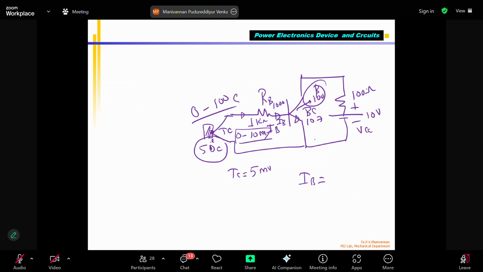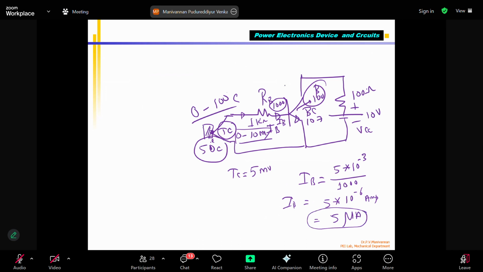What is IB? We know that the input voltage, the TC voltage, is 5 millivolts, that is 5 into 10 power minus 3. That thermocouple output is given as input, nothing but VB, correct? Divided by RB, which is 1000. You can see that this is 1000. So I can say that IB equals 5 into 10 power minus 6 amps. So this is 5 microamps. Please note that the current is very, very small. But still some amount of current is taken.